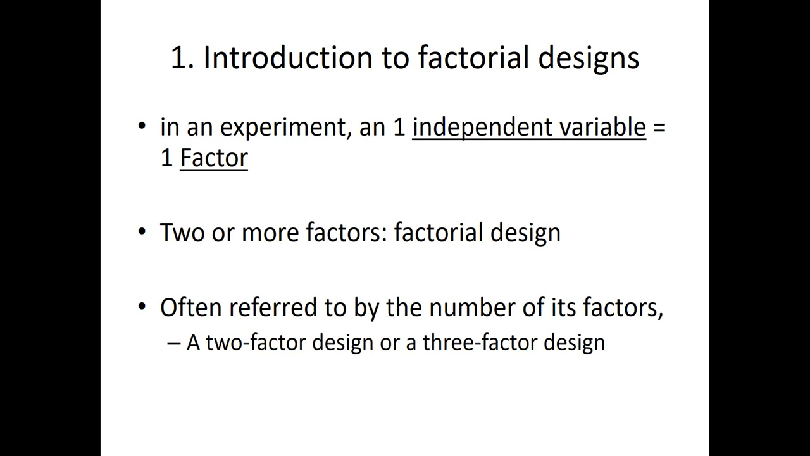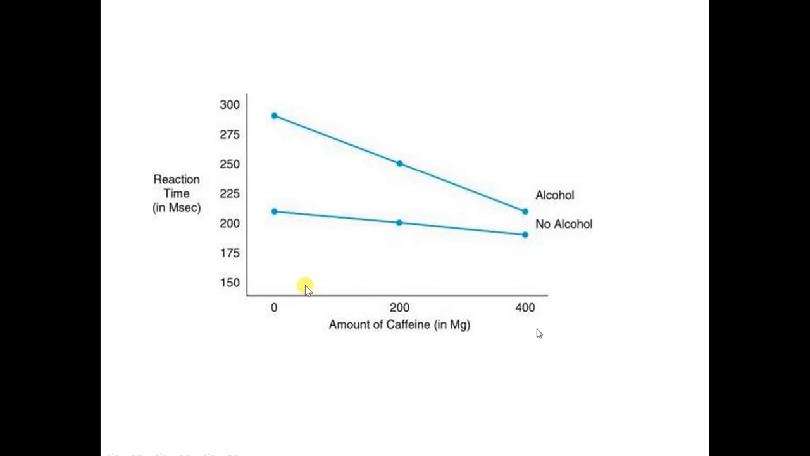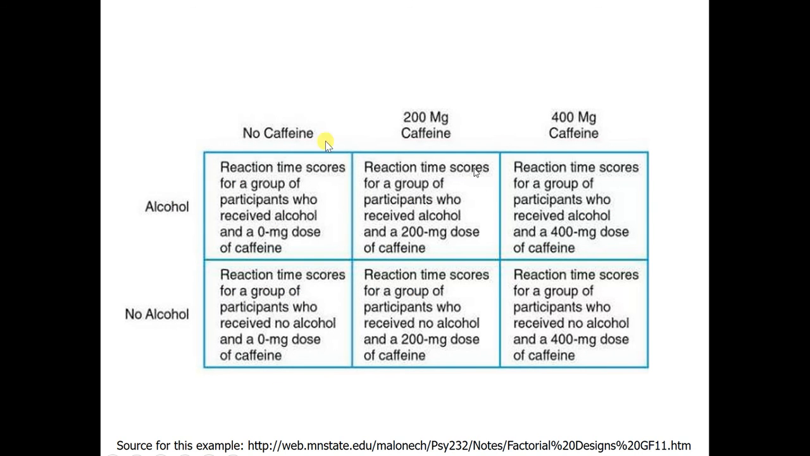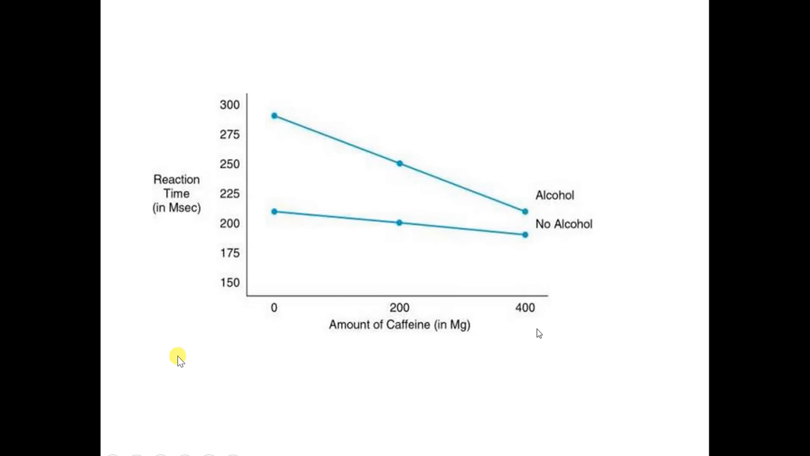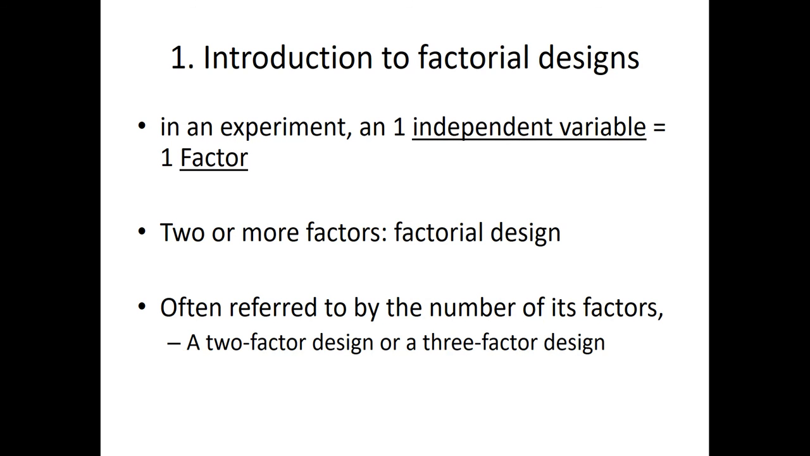So another way to think of this: in a traditional experiment, one independent variable is one factor. The independent variable of age, the independent variable of gender, the independent variable of caffeine, or the independent variable of alcohol. When you have two or more factors, in other words, two or more independent variables, you are doing a factorial design. So often, it's referred to by the number of its factors. In our example, we've got a two-factor design. We have the factor of caffeine, and we have the factor of alcohol. So this is a two-factor design.